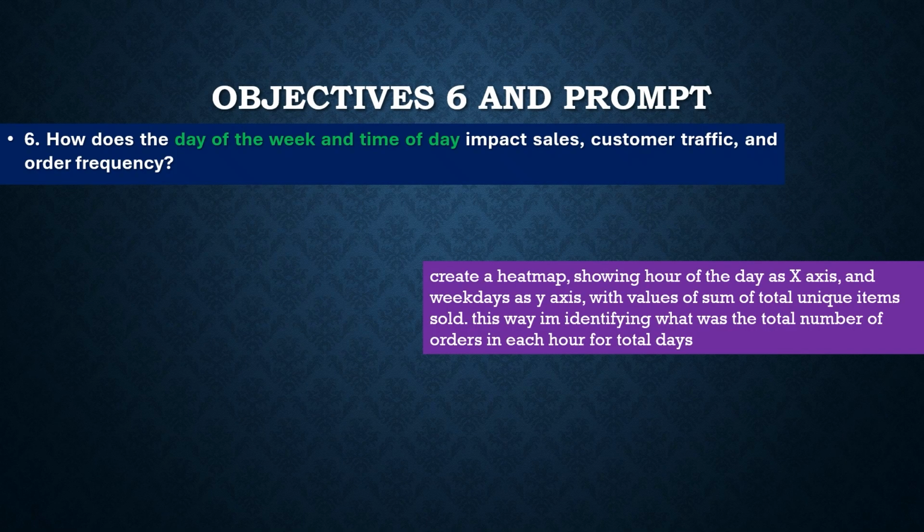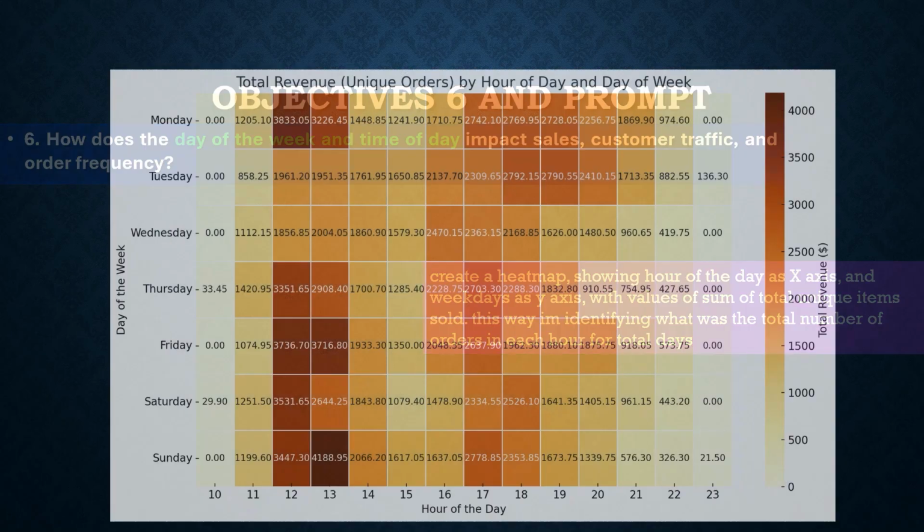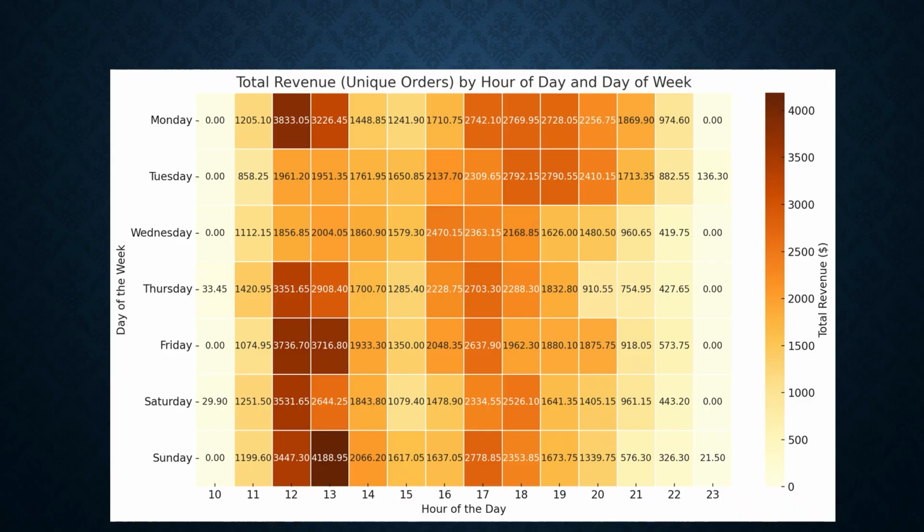Next, we want to determine how the day of the week and time of the day impact sales. For this, I asked ChatGPT again, and this is the result. This is completely aligned with the previous objective that we had about analyzing the time of the day. Now we have it across days of the week as well. From here, it is obvious that we have some peak hours like 12 and 13, whereas some hours are lighter in demand, like later in the night.